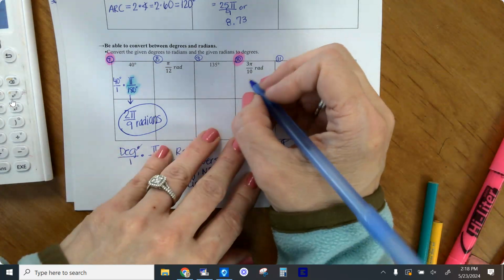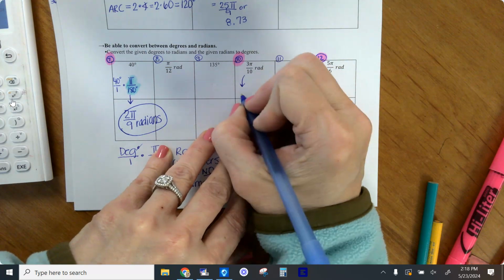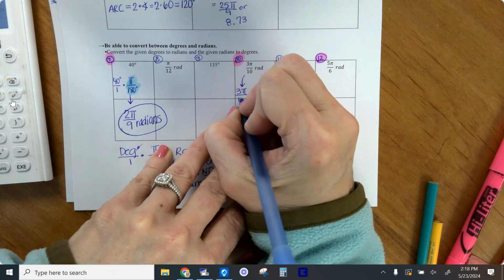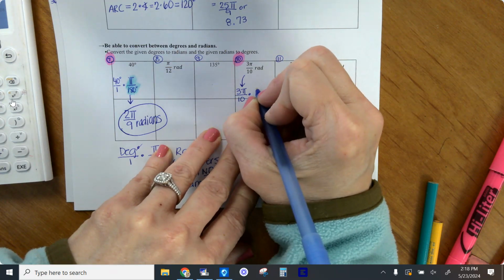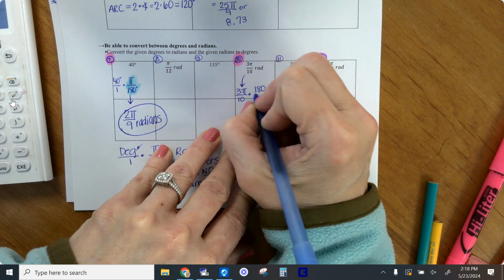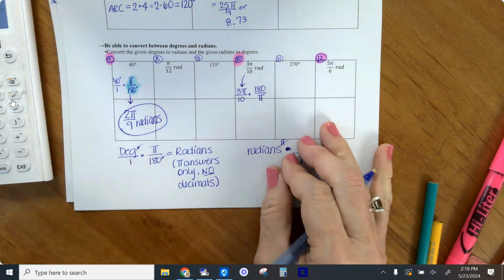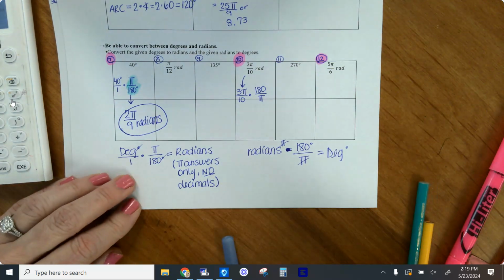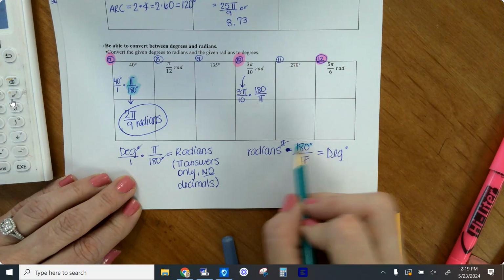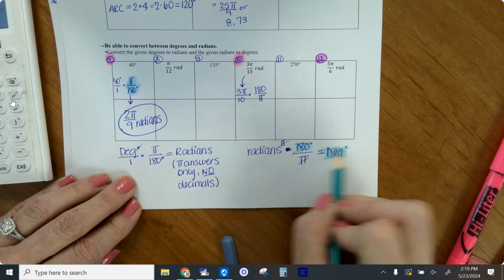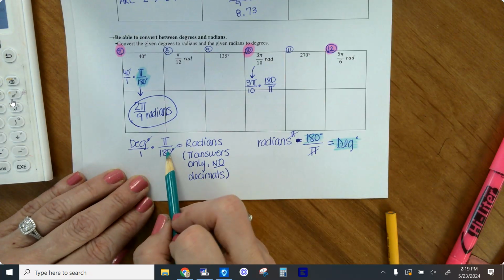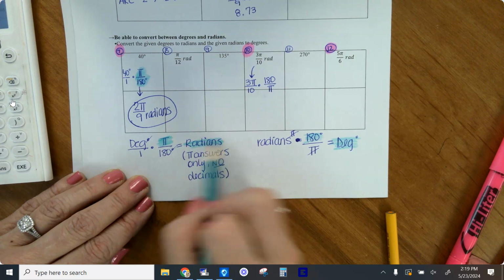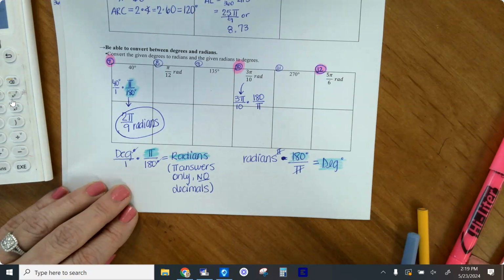We're given 3 pi over 10 radians. Okay, so 3 pi over 10 times 180 over pi. I want degrees, so I need degrees in the numerator. You see that over here? I want degrees for my answer, so degrees are in the numerator. On this one, I wanted radians, so pi was in my numerator. So it kind of matches.